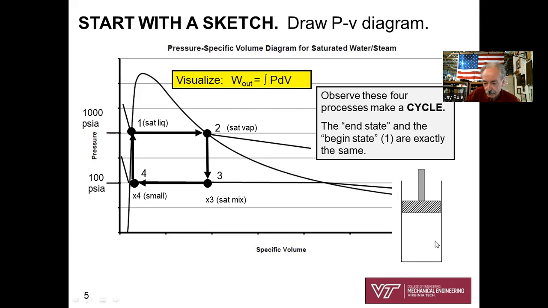Remember, for a closed system, piston and cylinder here, work out is the integral of PdV. Integral PdV is the area under the curve on a PV diagram. That really helps me out. And the other thing I see is that I'm starting out as a saturated liquid at state 1. That's given in the problem sketch. Saturated vapor in state 2, given in the problem sketch. And observe that it's a cycle. The beginning state and the ending state are one and the same.